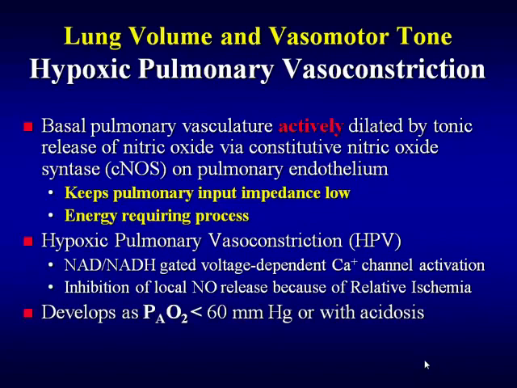Importantly, hypoxic pulmonary vasoconstriction occurs below an alveolar PO2 of 60 millimeters of mercury or with metabolic acidosis. Thus, if you're at high altitude, you'll have hypoxic pulmonary vasoconstriction, even if you're a totally healthy person. Or if you're breathing in low oxygen into a part of the lung because you have a tumor in one area of the lung, so that you're not ventilating that lung, its O2 sat will fall.